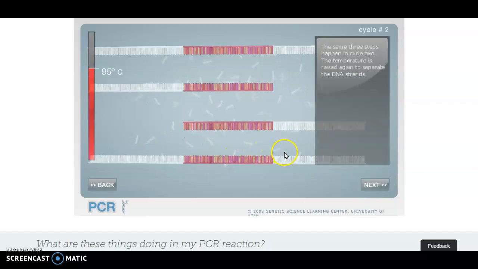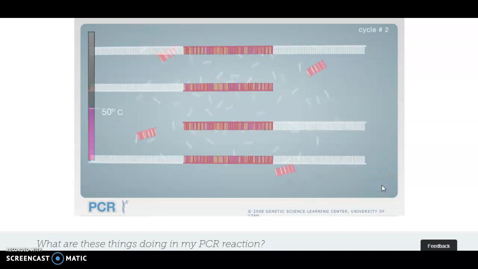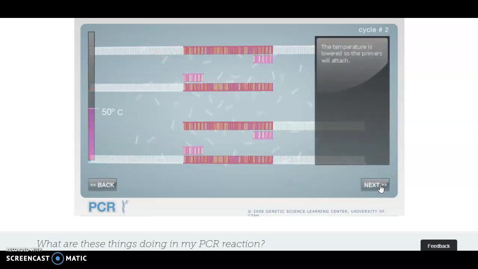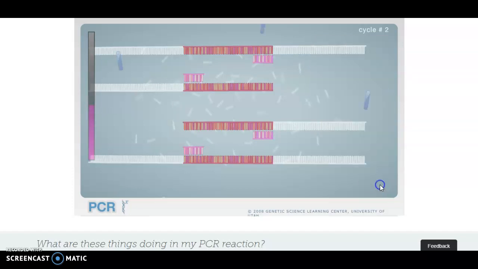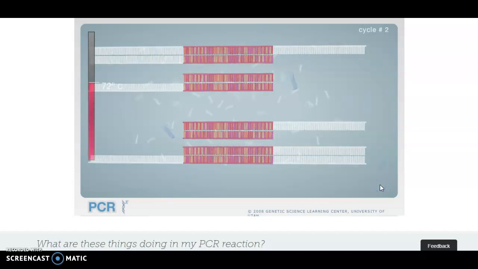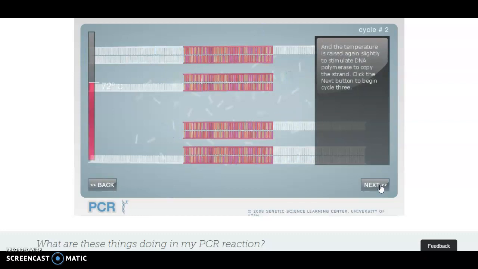Oh, what's going to happen? Oh, you know what? The exact same 3 steps. Every cycle is going to be just about the same, making more and more of the DNA sequence in question. So temperature is raised, going to separate the DNA strands. Primers are going to attach. The temperature will be lowered. The primers will attach when it's lowered. They will keep them from re-annealing or coming together. There you go. DNA polymerase comes back, pops in all the gaps.